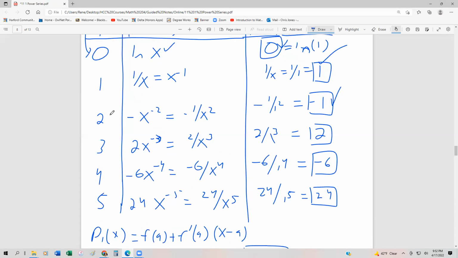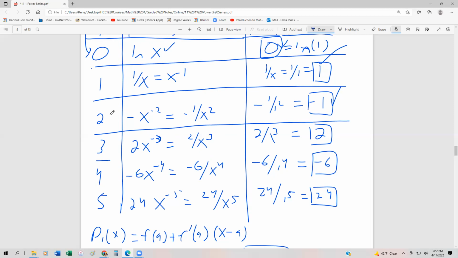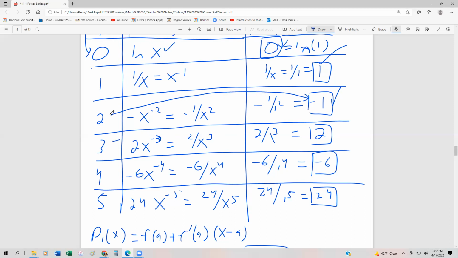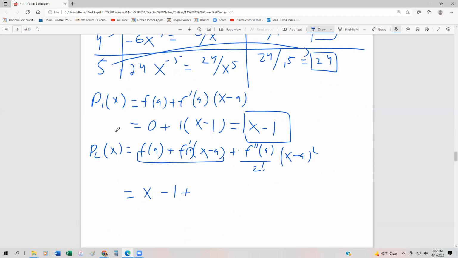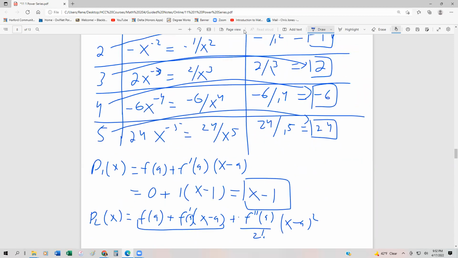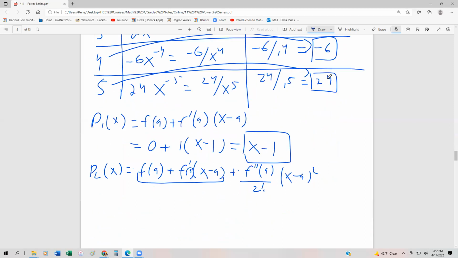Remember, let's make sure that we understand where each of these lies. I'm just going to draw a grid here, so that we understand where that 2 matches up to negative 1, the third derivative matches up to 2, the fourth derivative to negative 6, and the fifth derivative to 24. So this is going to be plus our negative 1 that we just got for the second derivative.